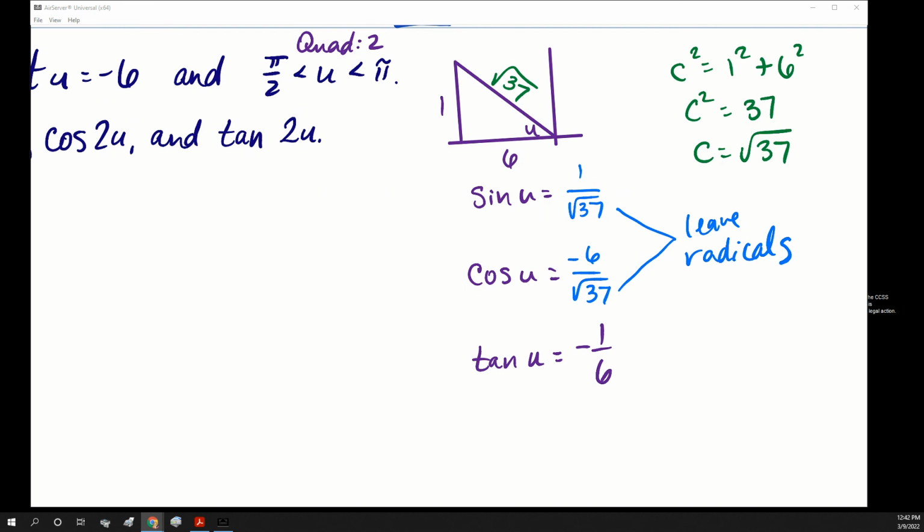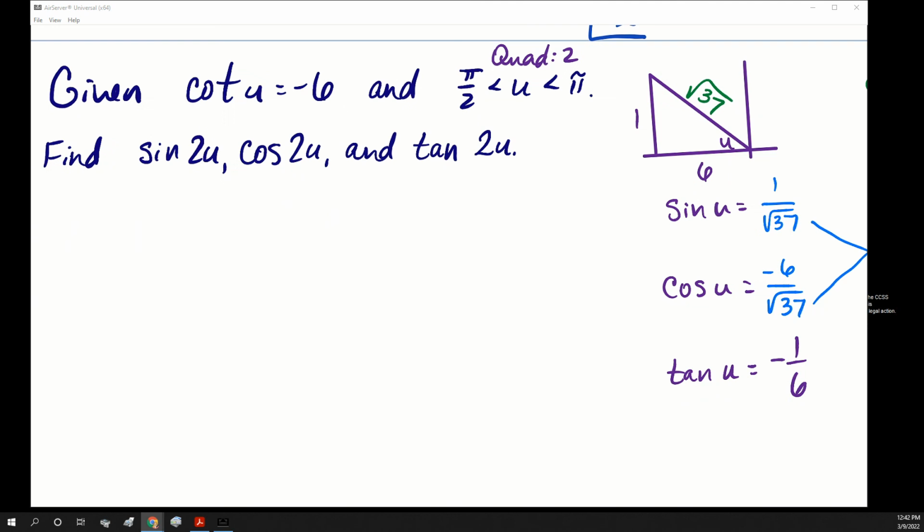All right, so we have everything we need from u. Now, I did make the cosine negative because it was in quadrant 2. So now I'm going to go back and find all the things. So we're going to start with the sine of 2u.